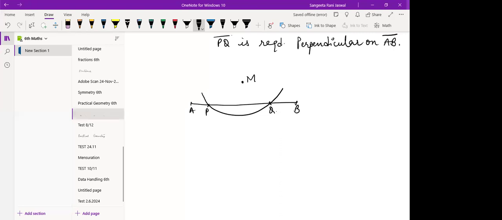Done? Okay. Now mark points above and below the line like this. Ma'am, can you repeat from half, more than half of the measurement? Okay, 1 second.